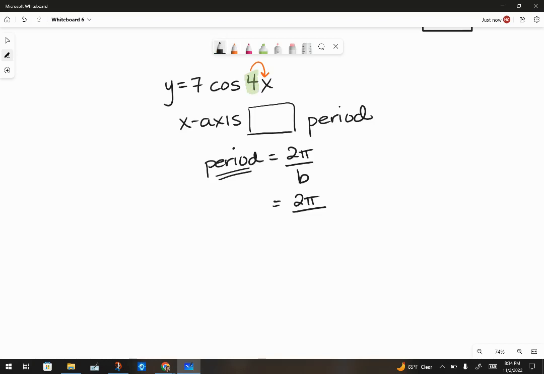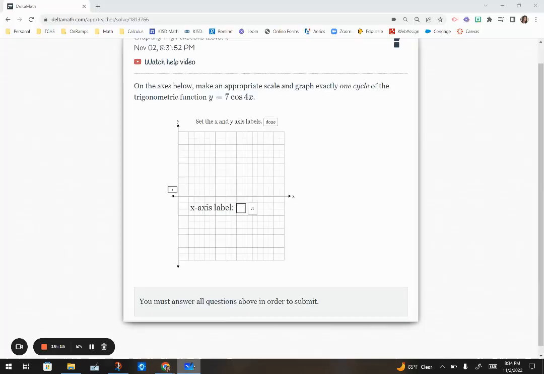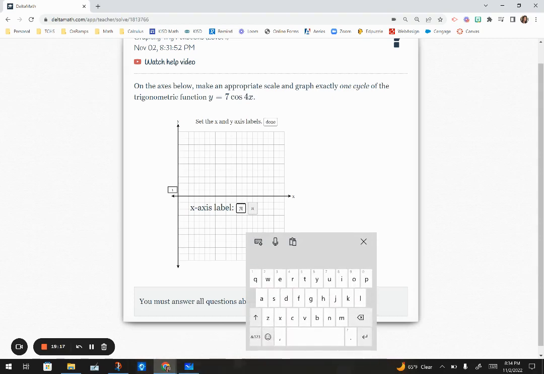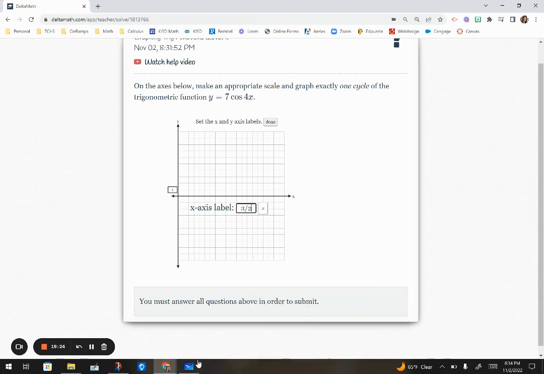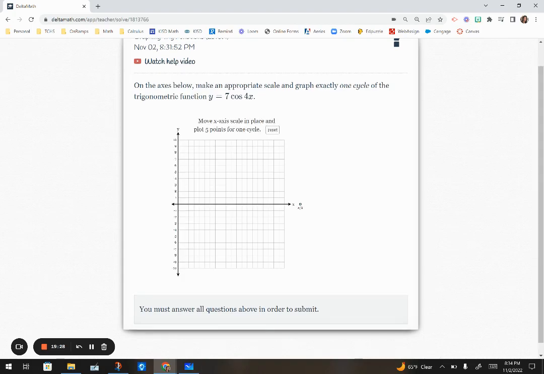So in this case, my b value I'm going to substitute is a 4, and 2/4 reduces to 1 over 2 pi. Okay, or if you want to write it as pi over 2, that is fine as well. So I'm going to come back to my graph, and I'm going to type pi over 2. And I'm going to hit done. Set the x and y axis labels and hit done.